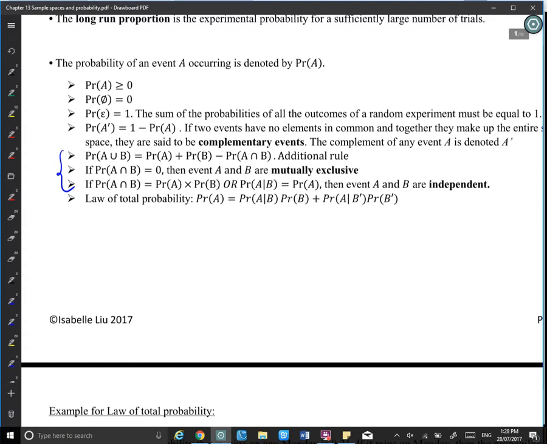Can they have intersections? Yes, they still can have intersections. They can happen together. For example, the probability you wear red, I wear black. Okay, it's independent events. We are not influencing each other. Whatever I like doesn't influence what you like to wear. But we can have an intersection. We can wear red and black together. So that is independent, but independent events can also have intersections.